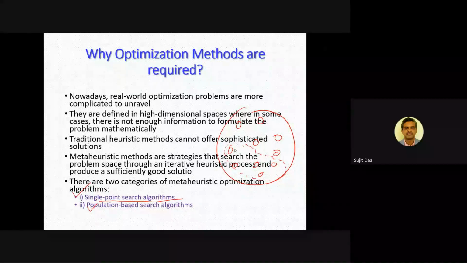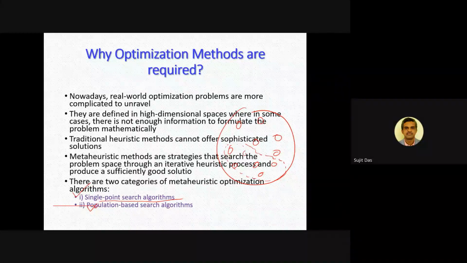If you don't use randomness, then what will happen? That point I will answer. But here, what I mean to say is that for population-based search algorithms, you need to start with a pool of solutions, not a single solution.